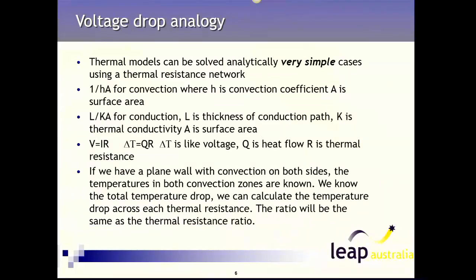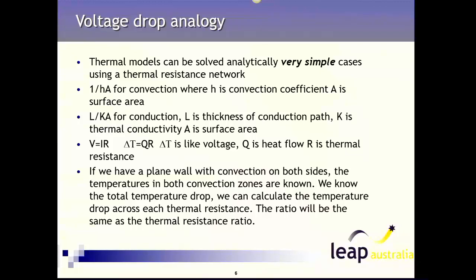Okay, so thermal models for very simple cases can be solved analytically. We can use a voltage drop analogy. You can convert a heat transfer coefficient or a conductivity into an equivalent resistance, basically. You'll normally have two known temperatures, say the temperature of still air on one side and the temperature of something else on the other. So you might have water flowing through a copper pipe, and ambient air on the outside, the temperature of which you know, and the fluid flowing on the inside, you know that temperature as well.